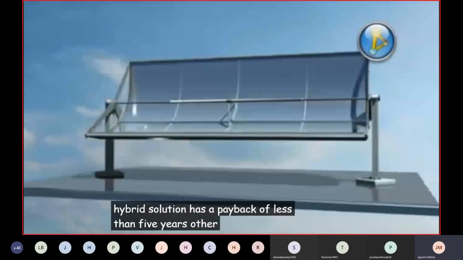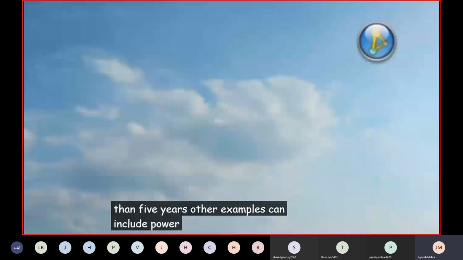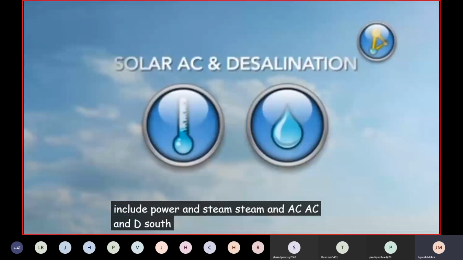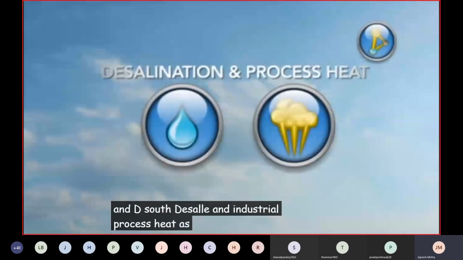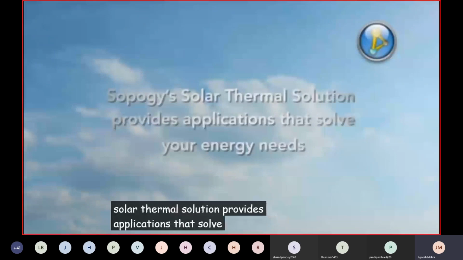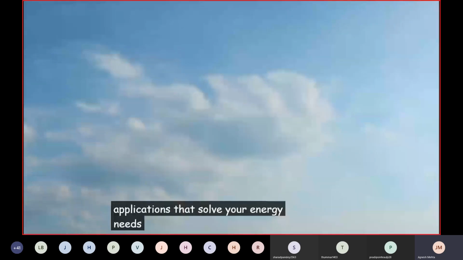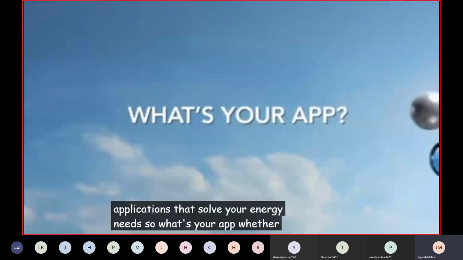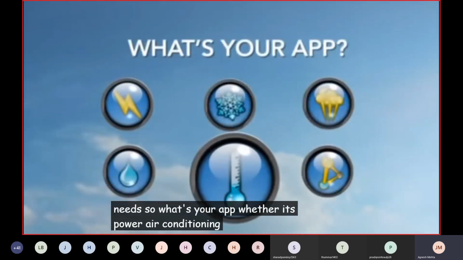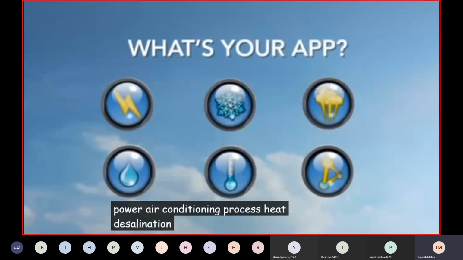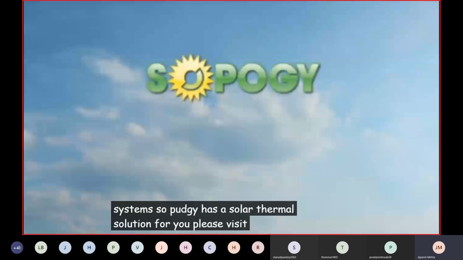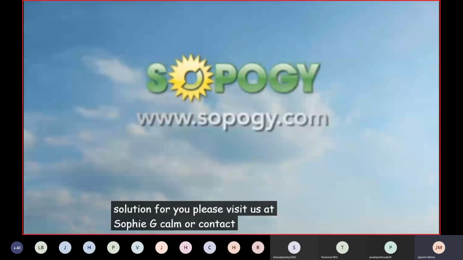Other examples can include power and steam, steam and AC, AC and desal, desal and industrial process heat. As you can see, Sopogy's solar thermal solution provides applications that solve your energy needs. So what's your app? Whether it's power, air conditioning, process heat, desalination, refrigeration, or hybrid systems, Sopogy has the solar thermal solution for you. Please visit us at sopogy.com or contact a Sopogy Solution Center.